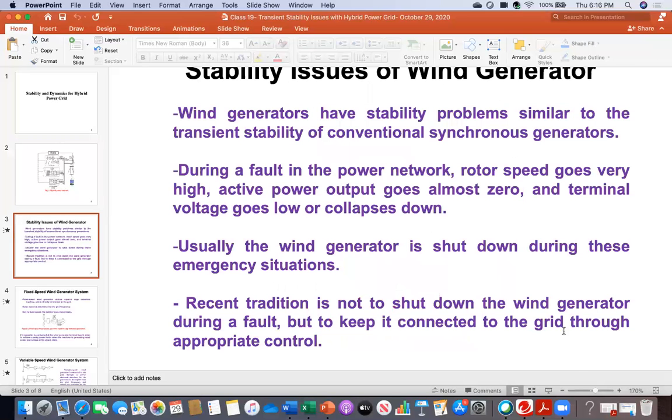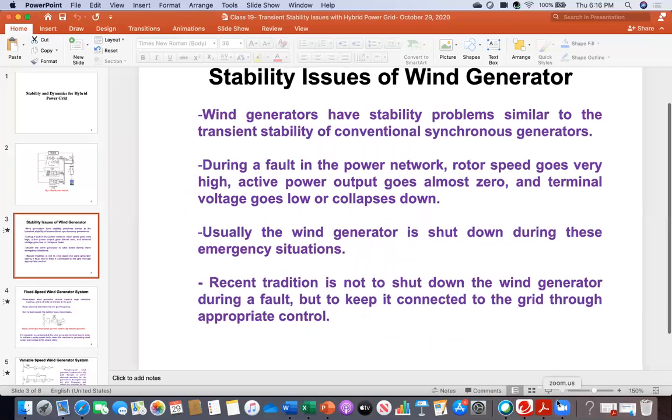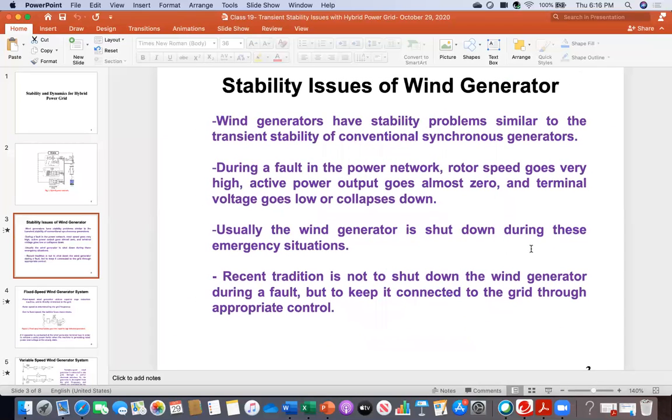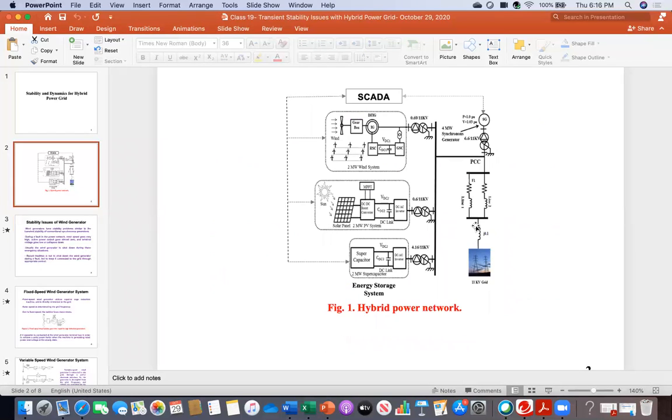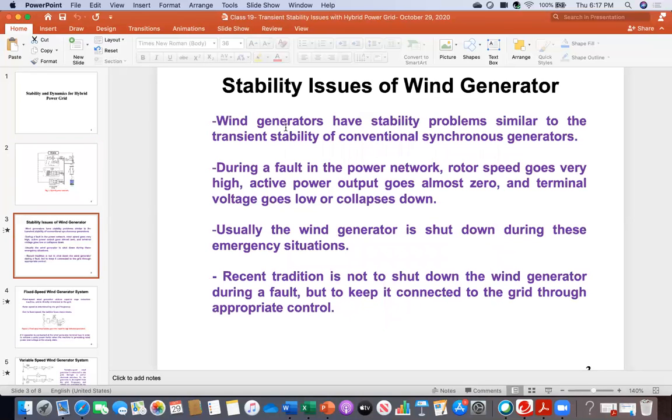So for example, some of the common stability problems that arise from the wind generator system. For example, a fault happens at any of the points. Here a fault happens, or here, or the fault could be on this common bus point. But what is the impact on the wind generator system? You see, I have written that wind generators have stability problems similar to the transient stability of conventional synchronous generators. This means that it is not only the synchronous generator that will be affected. Similarly, the wind generator will also face stability issues.